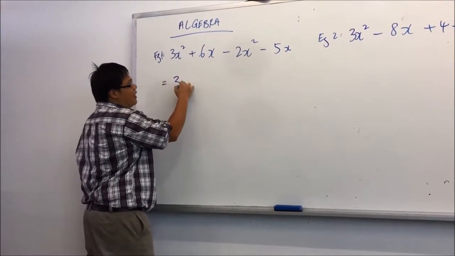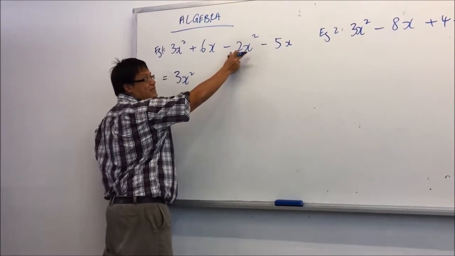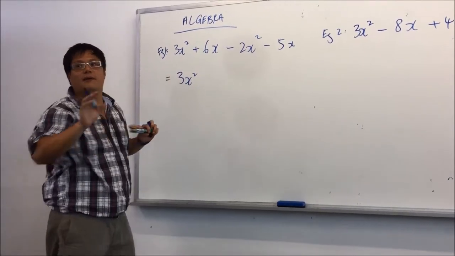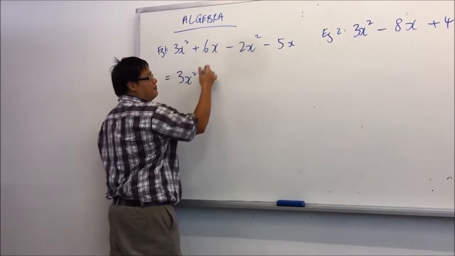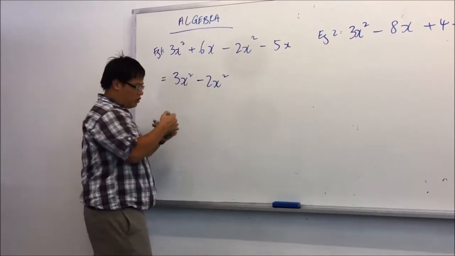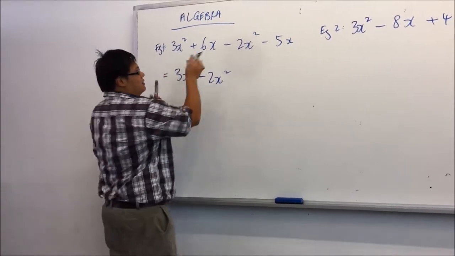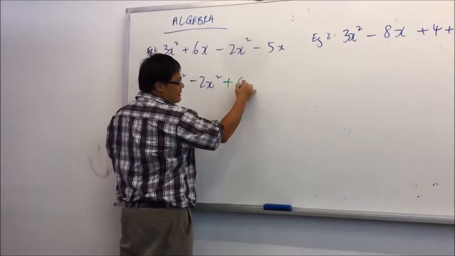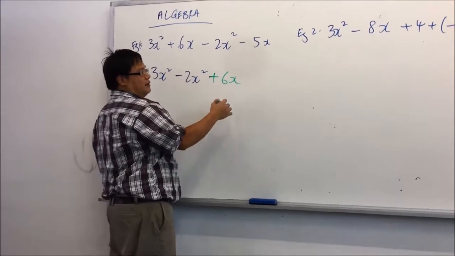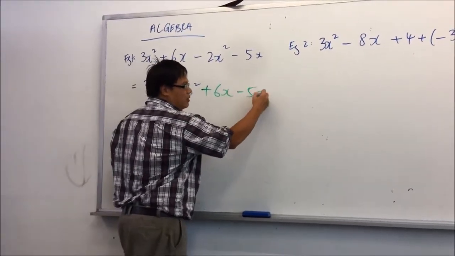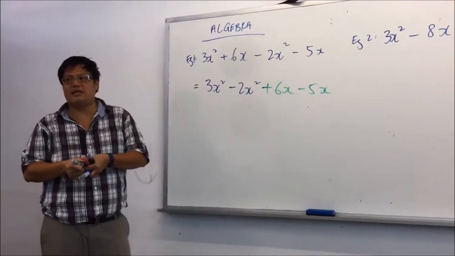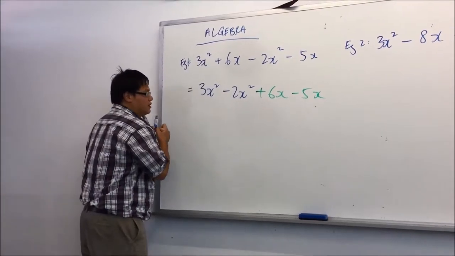Very good. So 3x squared, 2x squared. Wait a minute. Is this plus 2x squared or minus 2x squared? Minus. Always take the sign in front. Okay, so minus 2x squared. Then, let's continue, Diana. And then after that, plus 6x. Can you find a term that is the same as x, minus 5x? Very good.